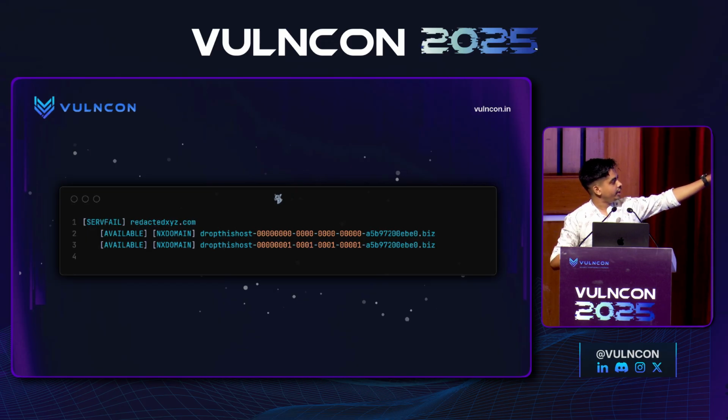That particular domain had 2 name servers attached to it, but both of these name servers were returning an NXDOMAIN. And when I verified it further, those domains were available for purchase on GoDaddy. So anyone could register these domains and eventually hijack redacted xyz.com because name servers are the ones that hold the DNS records for redacted xyz.com.